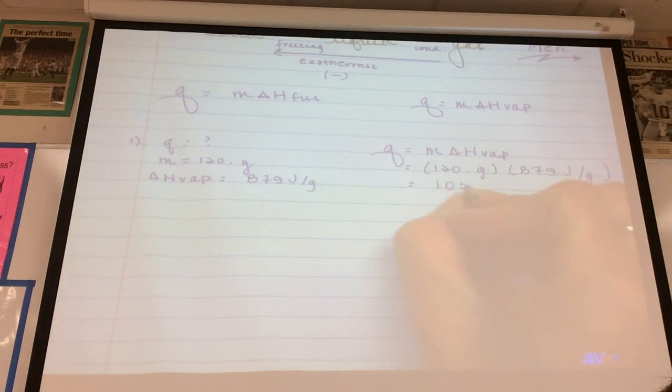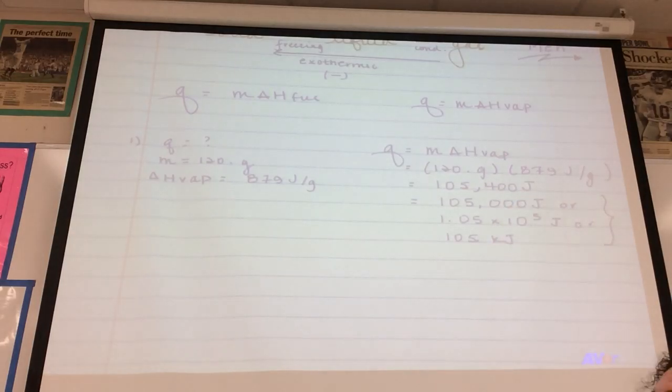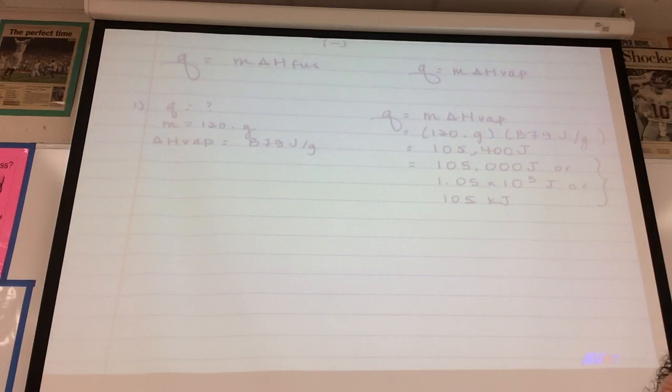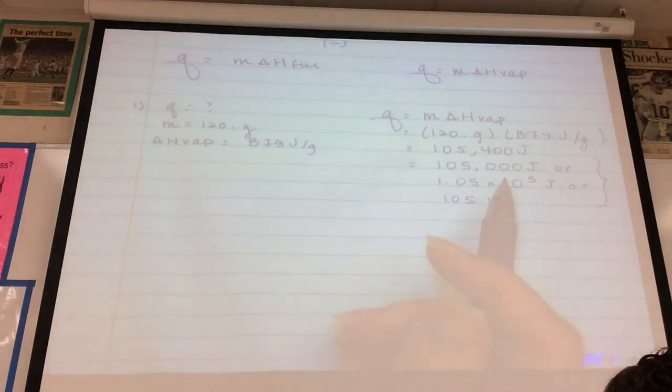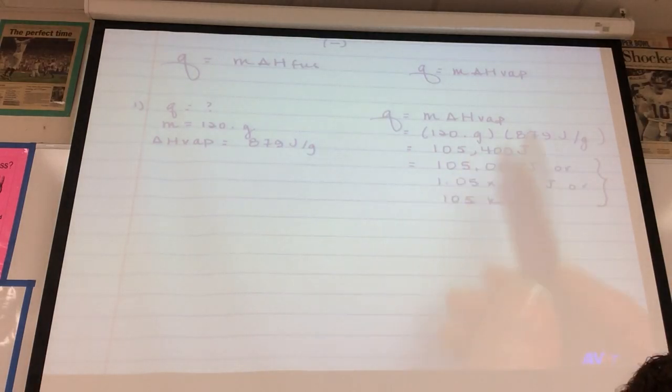What pops out of the calculator is this, but you want 3 sig figs. That would be that, or you could do 1.05 times 10 to the 5th joules, or if you wanted to, you could do 105 kilojoules. Any of these will earn you full credit. This will be a loss of 1 point for sig figs. And again, they told us that we were vaporizing, we were going liquid to vapor, so we knew delta H of vap.